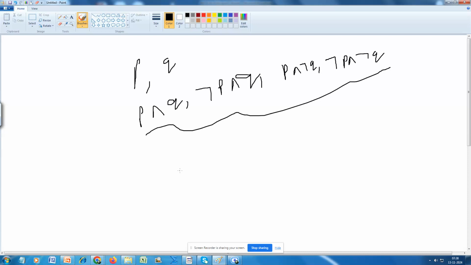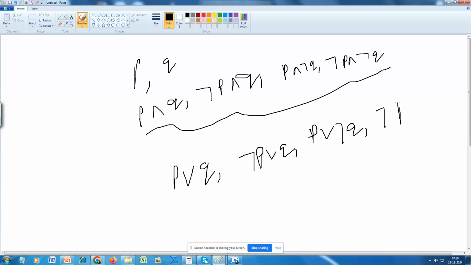So max terms are p or q, negation p or q, p or negation q, negation p or negation q. These are max terms.